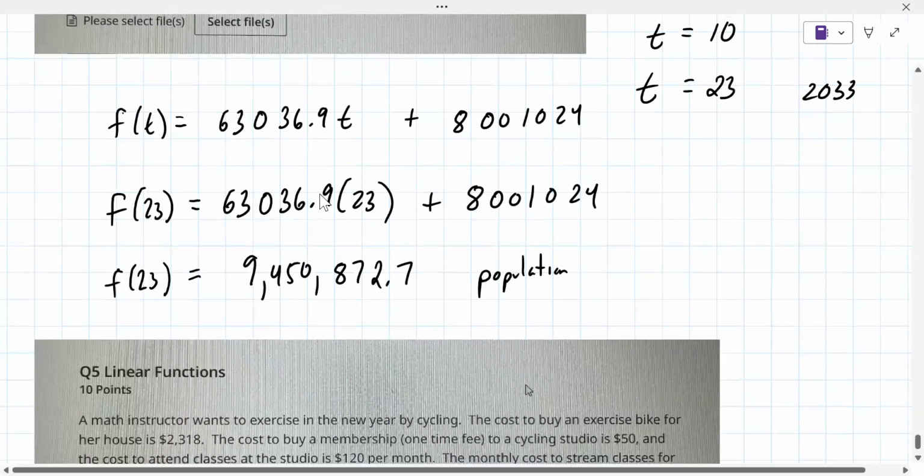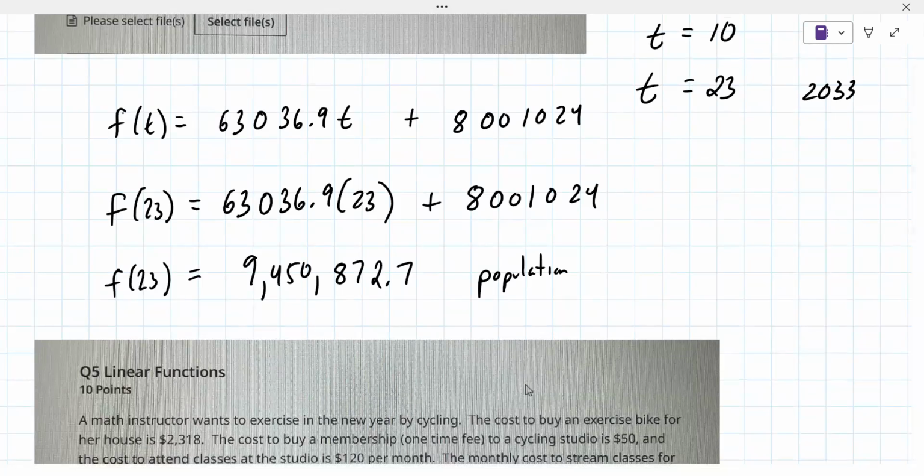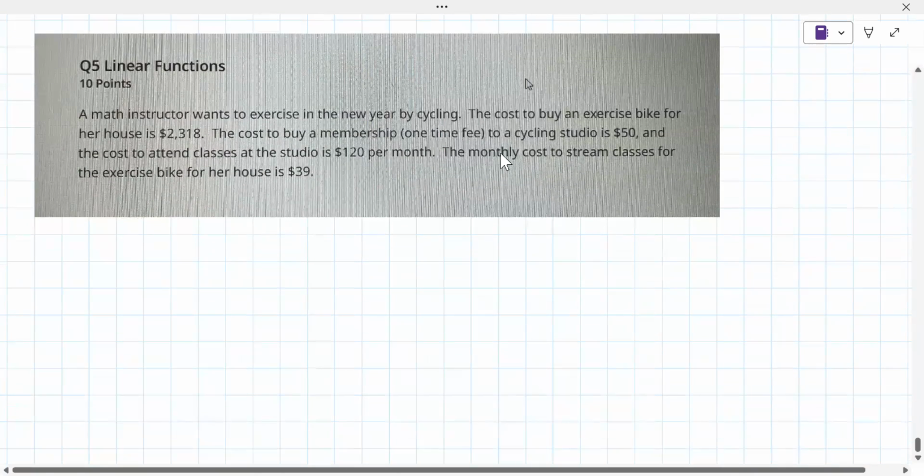Yeah, so go ahead and get that down, I guess. We'll move on to 5 whenever you're ready. I'm ready. Okay.